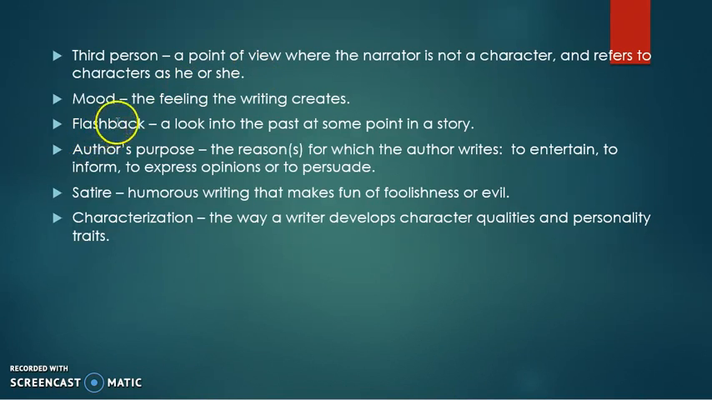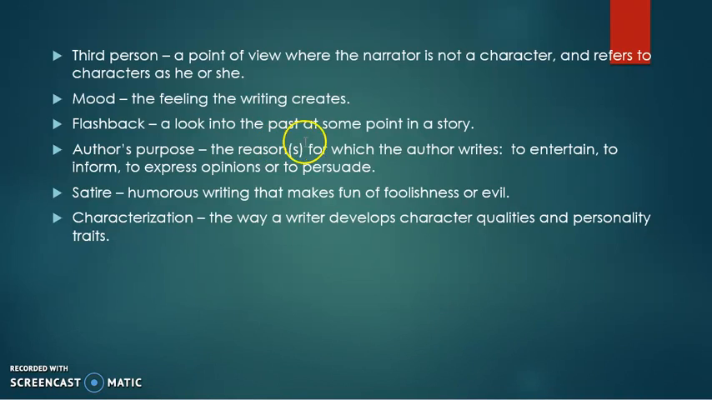And then you have mood. Mood is the feeling that the writing creates. Sometimes you read a story and it's a sad story and it just kind of gives you a depressed feeling. Sometimes you read a story and it's funny and happy. So that's the mood.